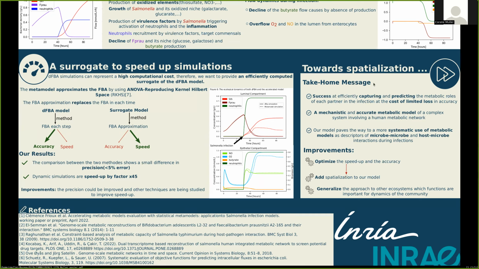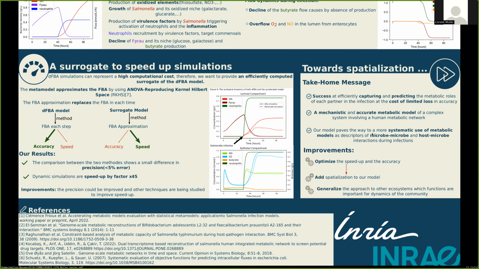In conclusion, we succeed at efficiently capturing and predicting the metabolic roles of each partner in Salmonella infection, and are able to efficiently compute surrogate approximations of the model at the cost of limited loss in accuracy. An originality of our work is the integration of the human metabolic model in the system. In a previous work, we used a phenomenological description of enterocyte butyrate metabolism. Here, the model is mechanistic.